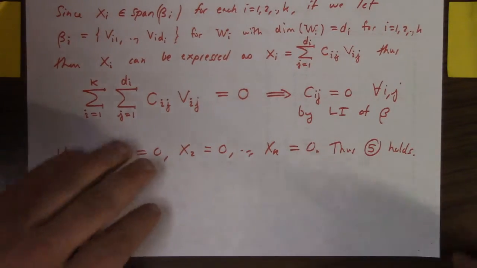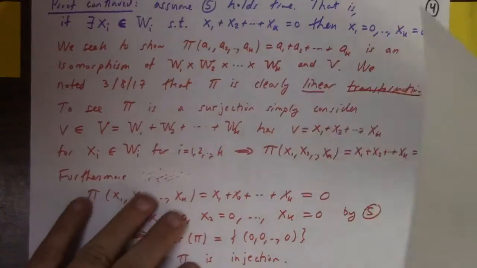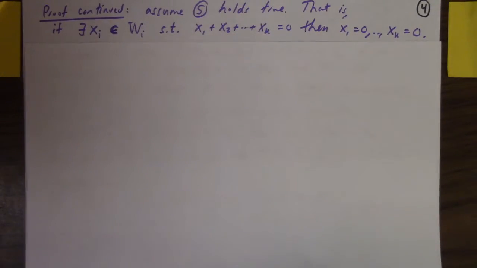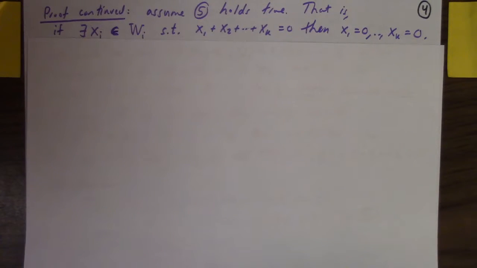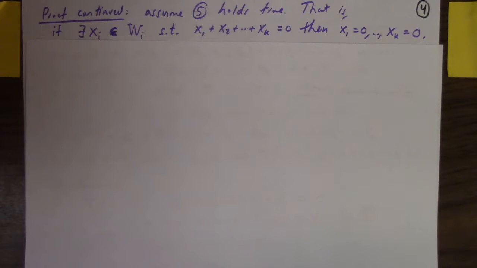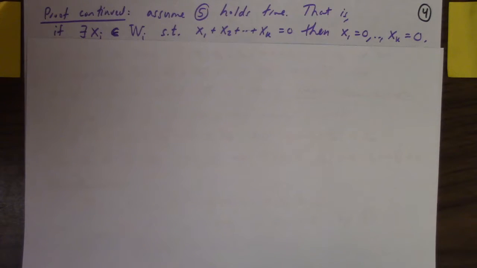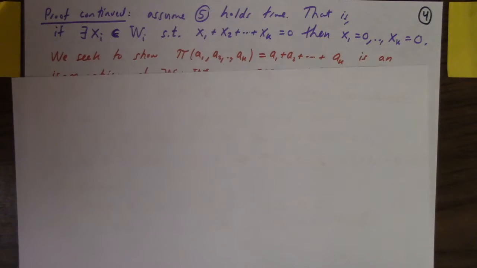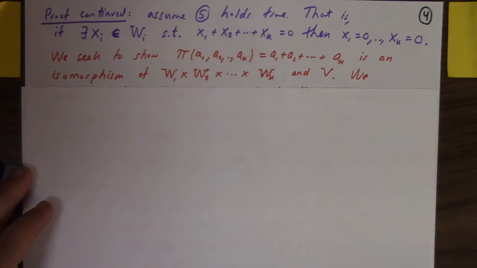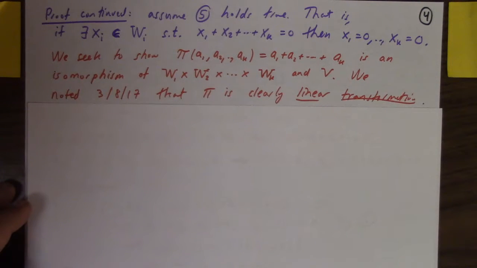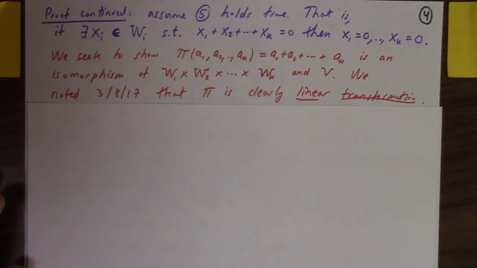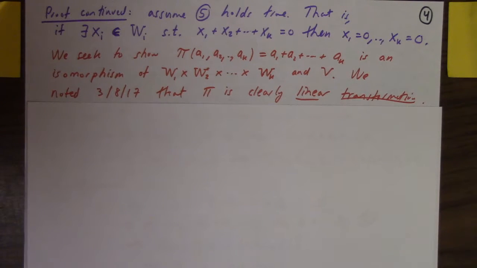So all that remains then to prove is that 5 implies 1. If we can prove 5 implies 1, then we'll have the equivalence of 1, 2, 3, 4, and 5. So we assume 5 holds true, that is, that there's a unique decomposition of 0. If x1 plus x2 plus up to xk is equal to 0, then x1 is 0, all the way out to xk must be 0. So we seek to show that pi, defined as such, is an isomorphism of the Cartesian product onto V. We already noted in our last lecture that pi is clearly a linear transformation, so all we need to show, to show it's an isomorphism, is that it's a surjection and an injection.